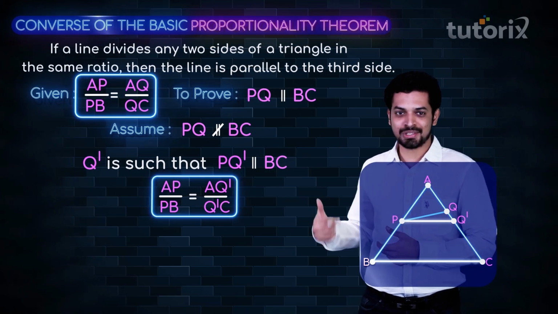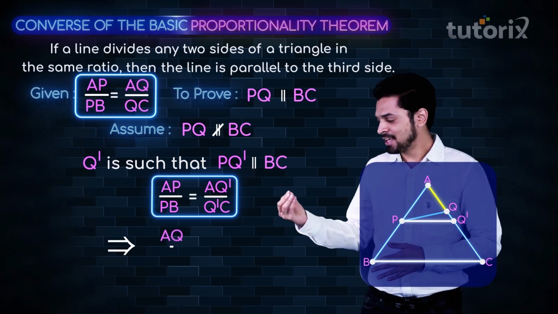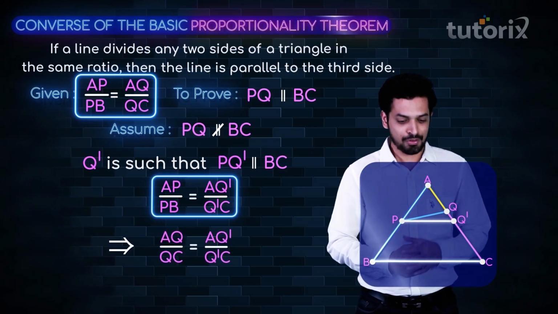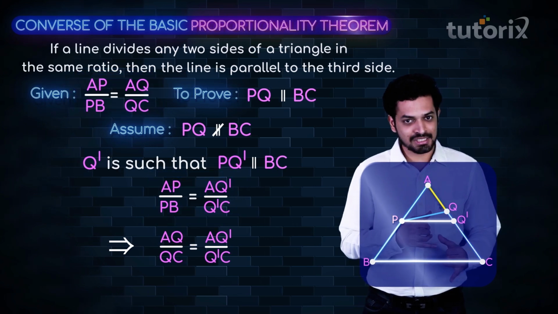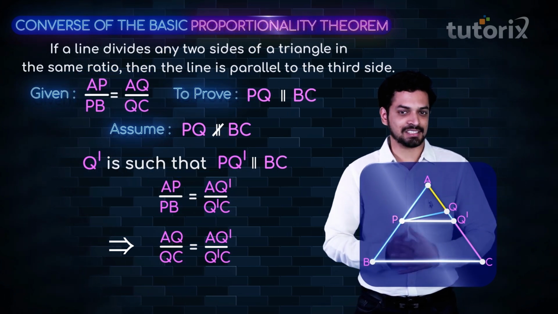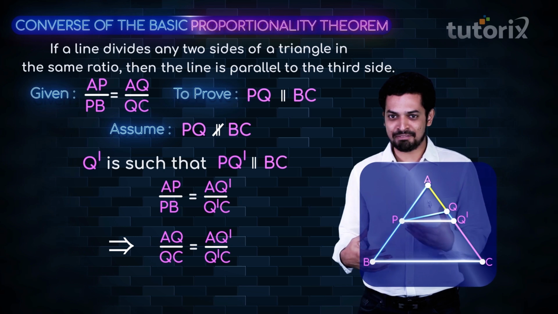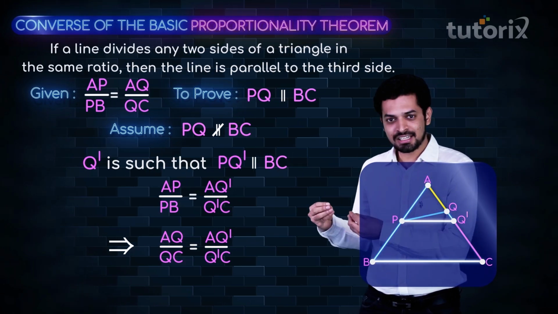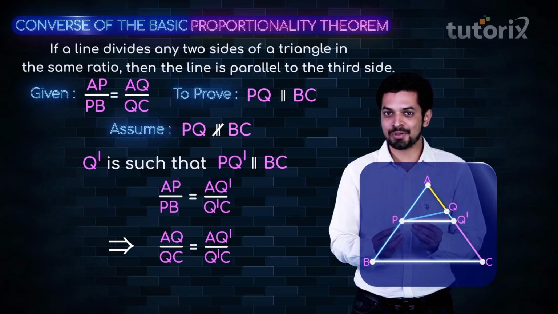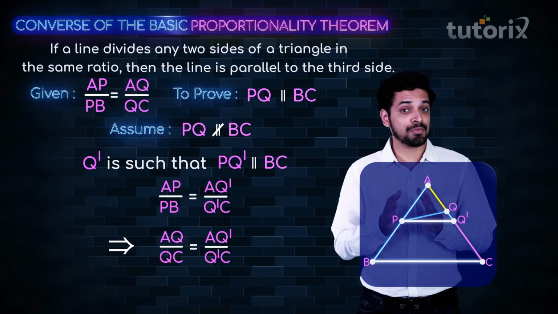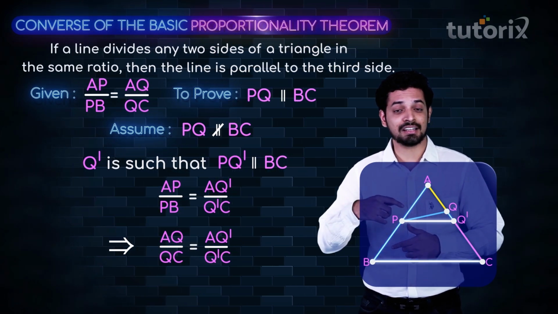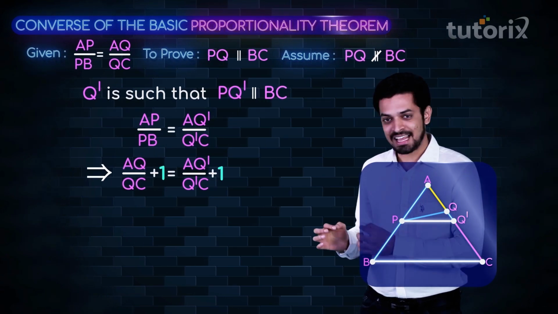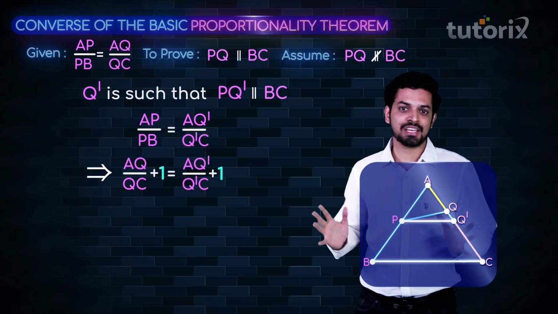So by comparing these two equations, I can write AQ by QC is equal to AQ dash by Q dash C. Now if you look at the diagram, it appears that Q and Q dash should be the same point, right? But we cannot tell so clearly from this equation. So we will do a particular operation which is very, very important and we will use that a lot in this chapter. And the operation that we will do here is just add 1 to both sides of the equation.